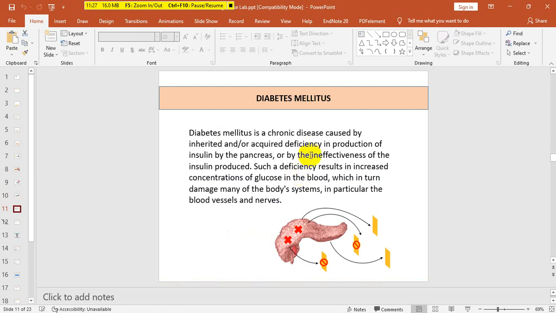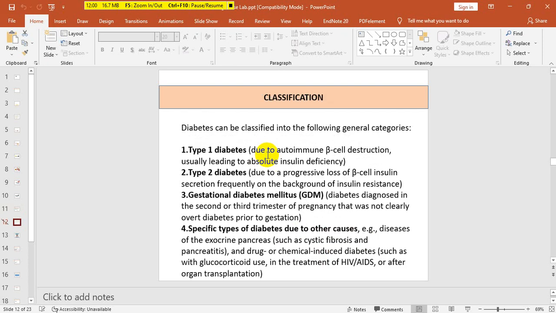Diabetes mellitus. Diabetes mellitus is a chronic disease caused by inherited or acquired deficiency in production of insulin by the pancreas or by the ineffectiveness of the insulin produced. Such a deficiency results in increased concentrations of glucose in the blood, which in turn damage many of the body's systems, in particular the blood vessels and nerves. Diabetes can be classified into the following categories.